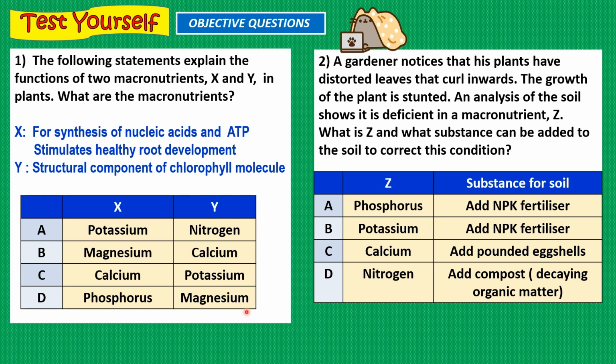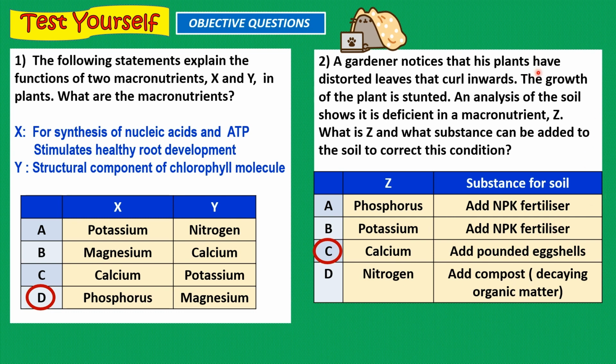Okay, so normally when we talk about the structural component of chlorophyll, we refer to magnesium as the main or important component of the chlorophyll molecule. Right, so the answer is D, right? Now let's look at the second question. Okay, the answer has been given, but never mind. So let's look at the question.